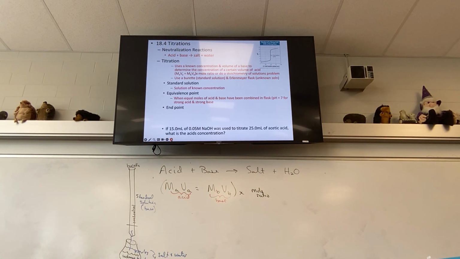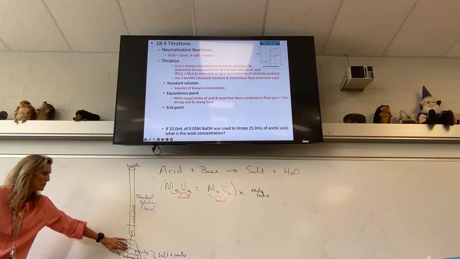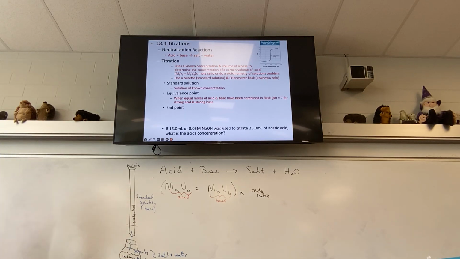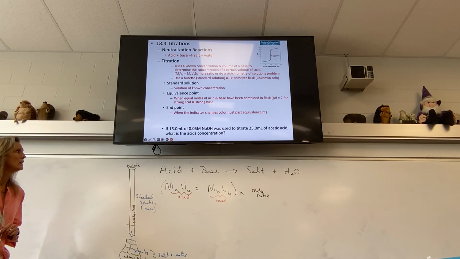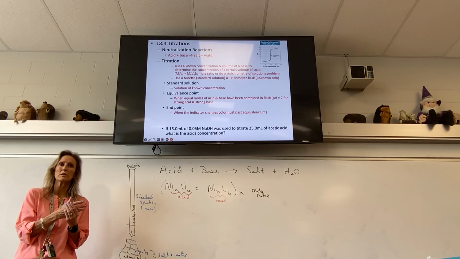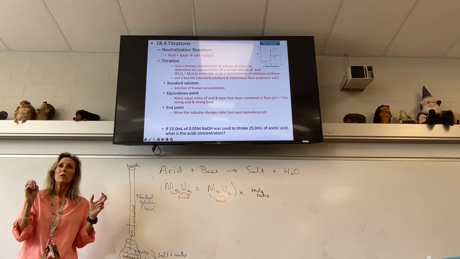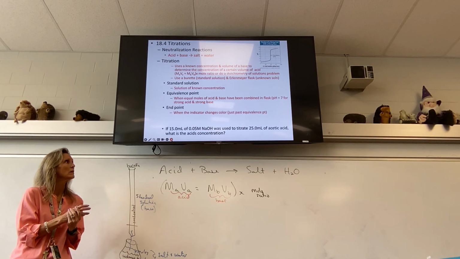So how do we know we've gotten to equal moles? That we've added exactly the same amount of moles of base to our moles of acid. And that is called our endpoint. So there's a couple different ways, and we'll talk more about some of these ways on the next slide. But what we'll be using in the lab is what's called an indicator, where it changes color when we reach our endpoint.